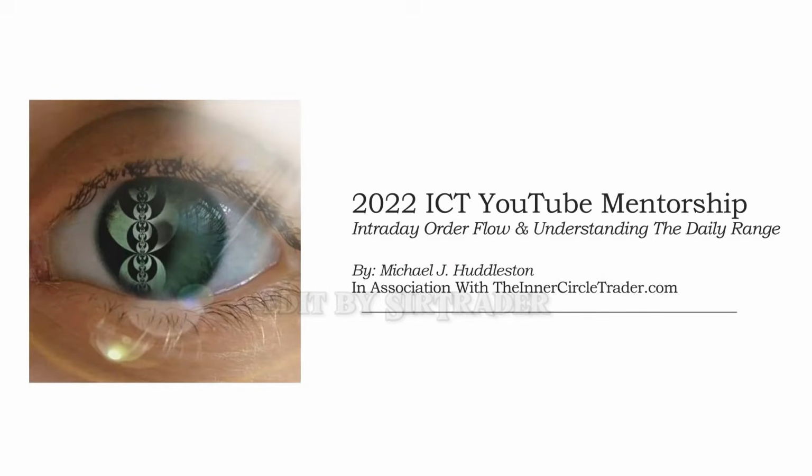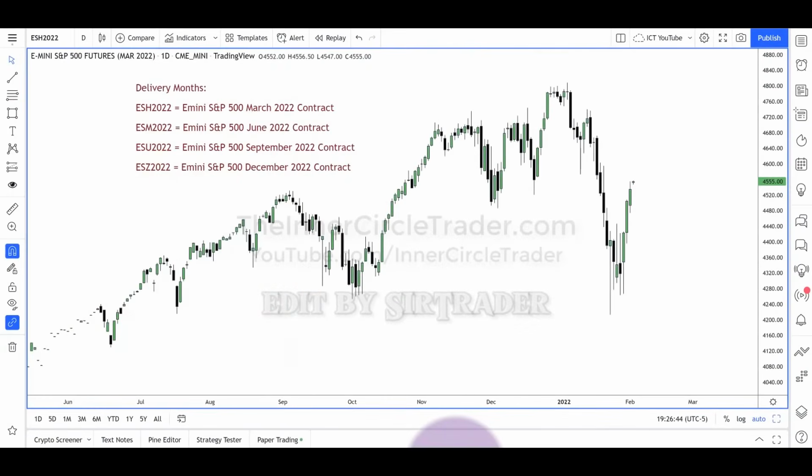This is the 2022 ICT Mentorship, and this lesson is going to be intraday order flow and understanding the daily range. All right, folks, we're looking at tradingview.com. These things that I'm teaching today are directly linked to index futures, okay, like S&P, NASDAQ, and the Dow. You can use the Russell 2000. Those are the markets that I'm targeting with the lessons.